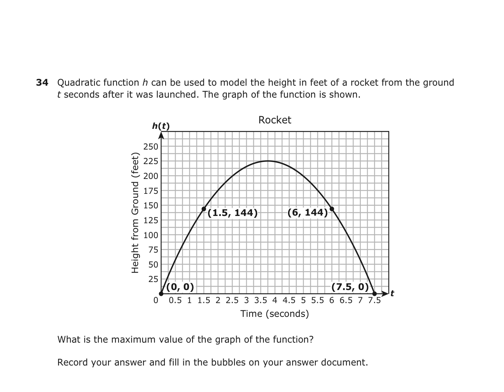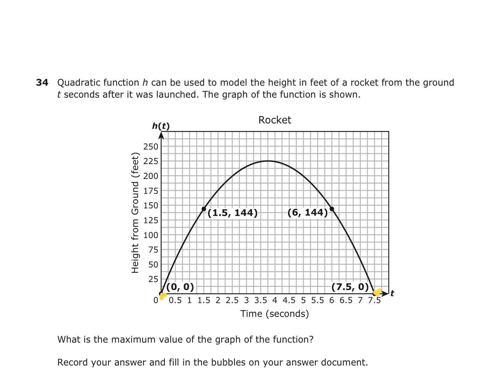So our last one in this video is number 34. It's a quadratic function h. It can be used to model the height in feet of a rocket from the ground t seconds after it's launched. The graph of the function is shown. So at time 0, it's still at 0. It hasn't gone up yet. And at time 7.5, it's back to ground level 0.